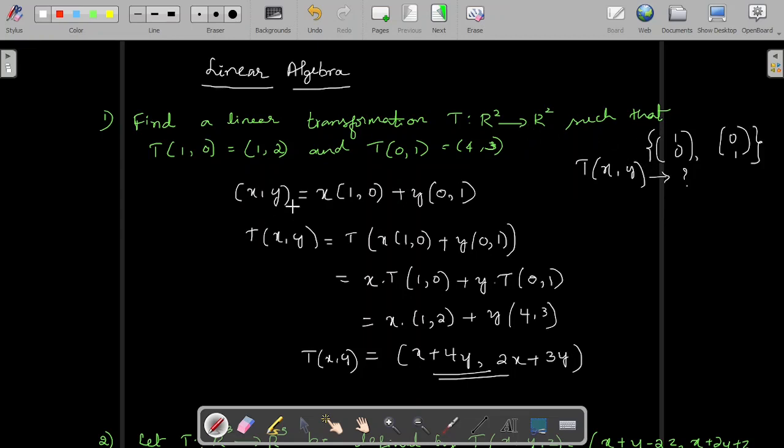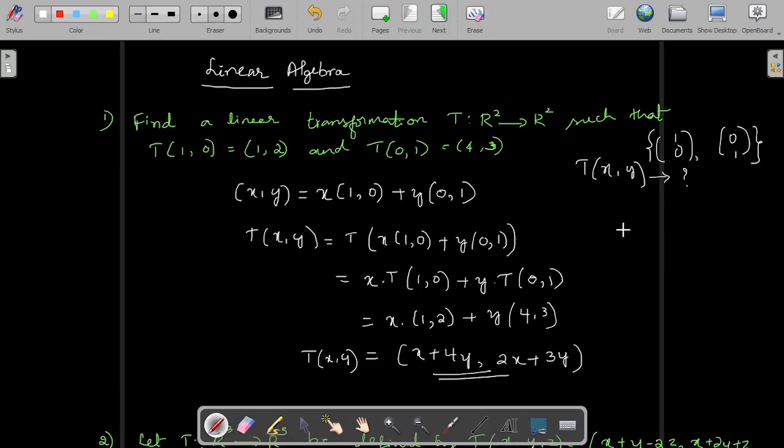So any vector in R square, written as (x, y), can be written as a linear combination of the standard basis. That is x times (1, 0) plus y times (0, 1). You will get this back. Now apply the linear transformation on both sides. T of (x, y) is T of this value.